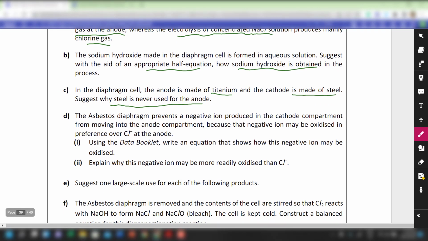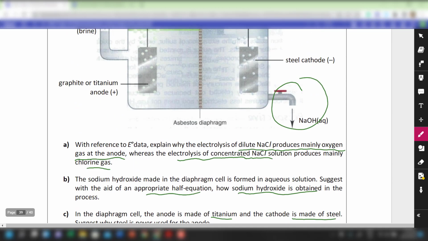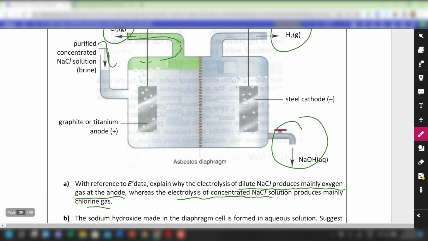And then for part D, the asbestos diaphragm prevents a negative ion produced in the cathode compartment from moving into the anode compartment because the negative ion may be oxidized in preference over Cl minus. Use the data booklet equation to show how this negative ion may be oxidized. Again, the negative ion, I think it's quite clear from here, is OH minus.